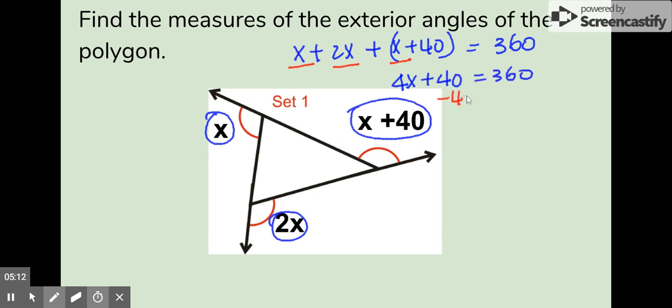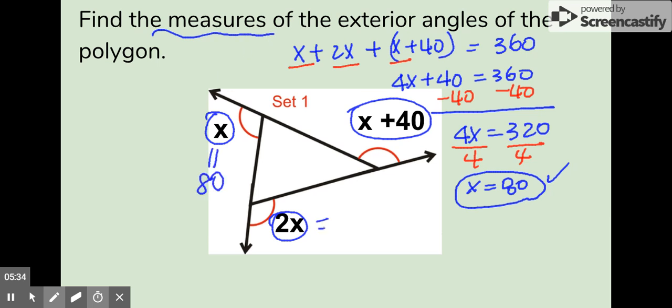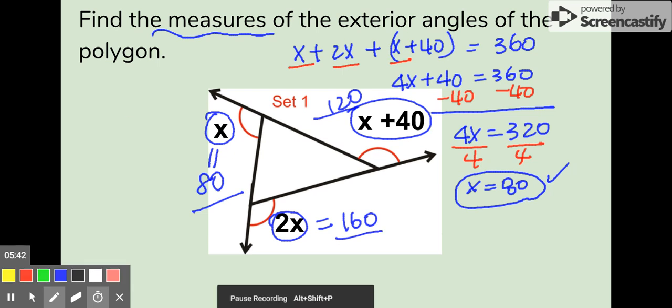So now minus 40, minus 40. So now 4x is equal to 320. Divided by 4, divided by 4. You have to do this automatically. You don't even need to think, right? Because we practice this a lot. So x is 80. So now we're going to find all the measures. x is 80, 2x is going to be 160, and x plus 40 is 120. So when you add them all together, it's 360.